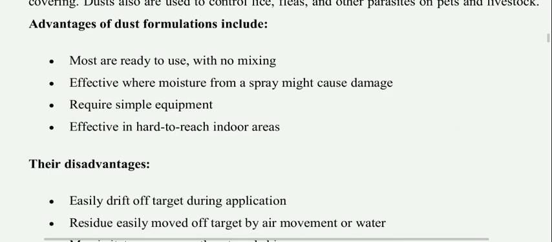Advantages of dust formulation include: most are ready to use with no mixing. Effective where moisture from a spray might cause damage. Requires no special equipment. Effective in hard to reach indoor areas.